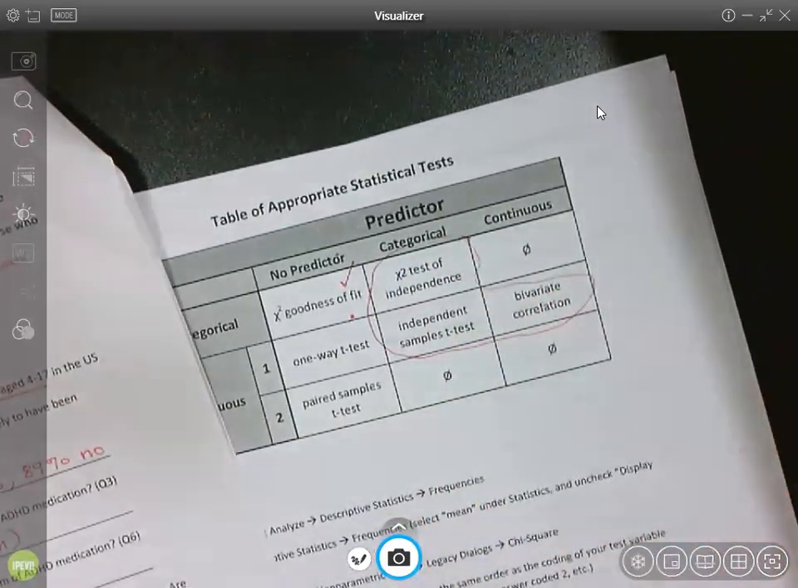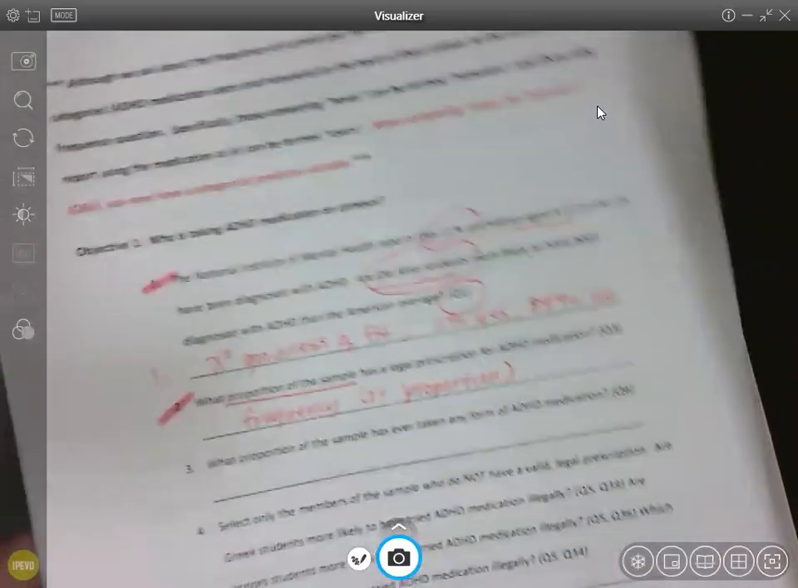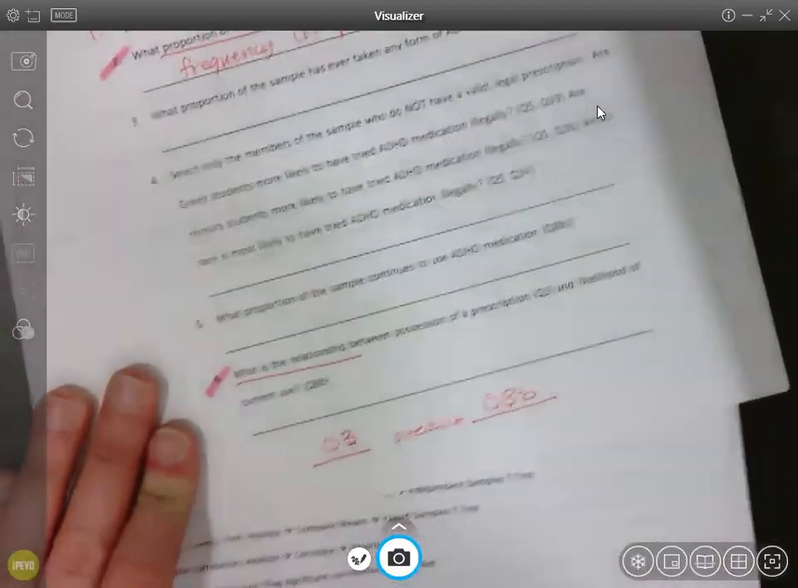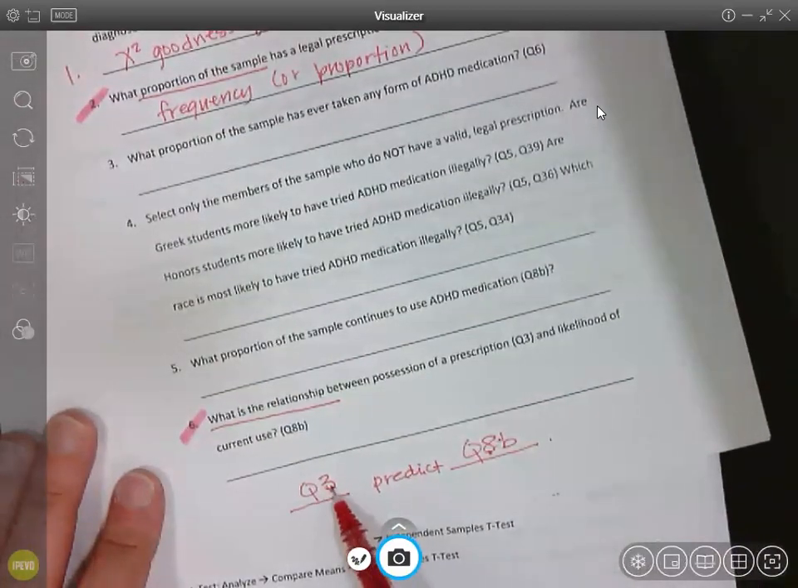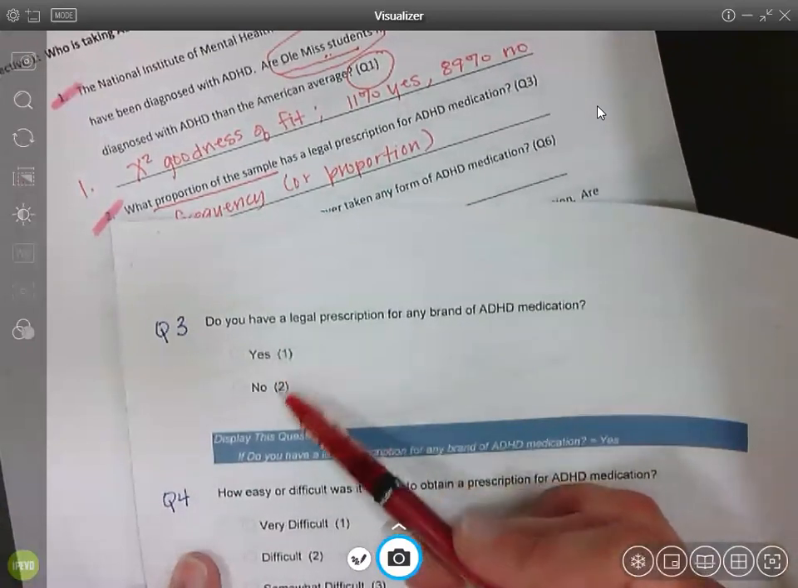So it's going to be one of these 3 tests. The question is, which one? First we need to find out what kind of variable this predictor variable is. Sorry, it's hard to see all the papers. We turn to the survey. Do people have a legal prescription? It's a yes or no question.